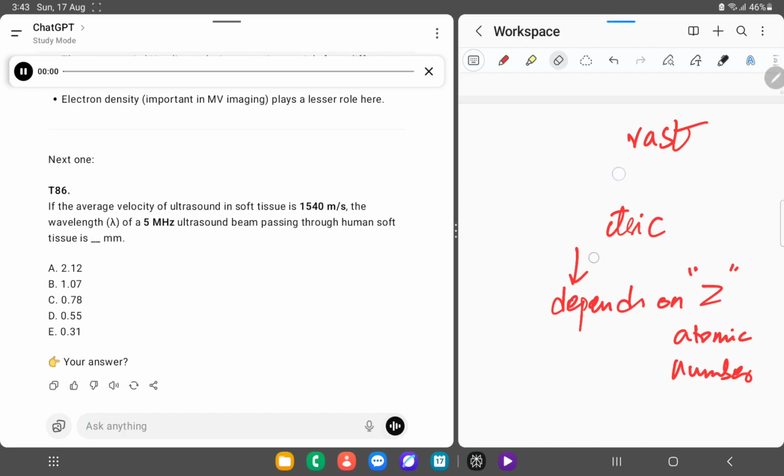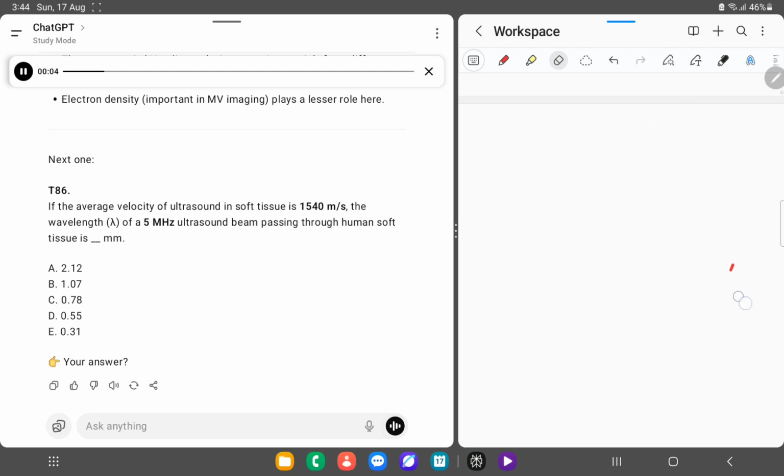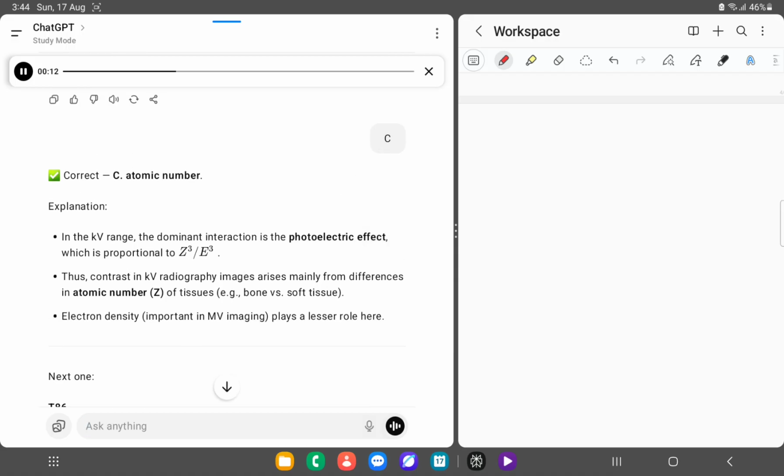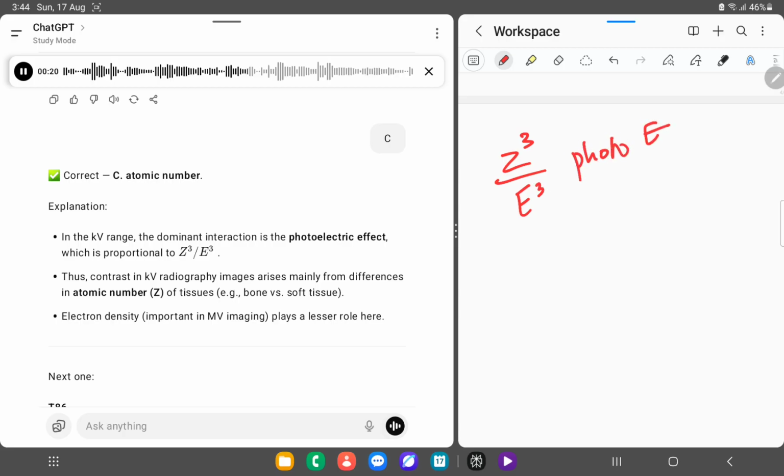Correct. C. Atomic number. Explanation. In the kV range, the dominant interaction is the photoelectric effect, which is proportional to Z cubed over E cubed. Thus, contrast in kV radiography images arises mainly from differences in atomic number of tissues, e.g. bone versus soft tissue. Electron density, important in MV imaging, plays a lesser role here.